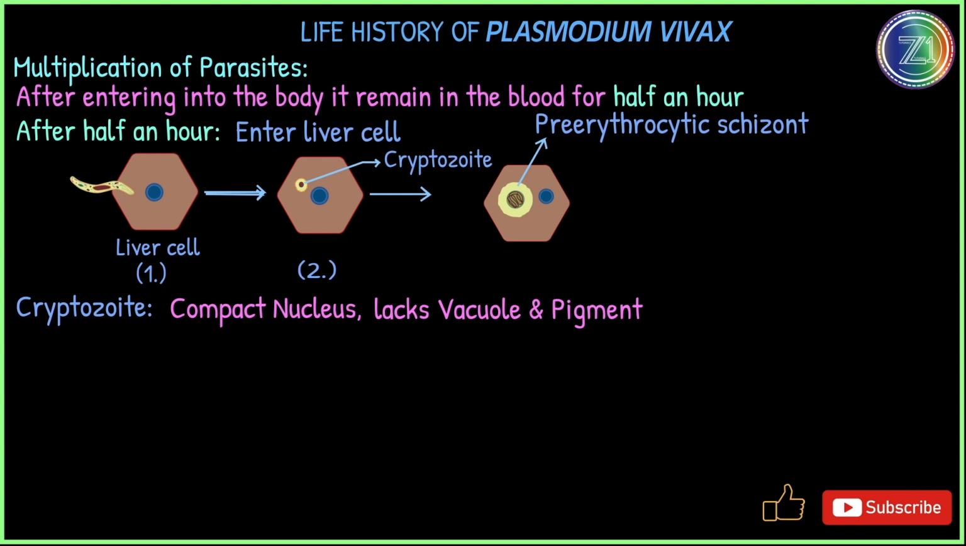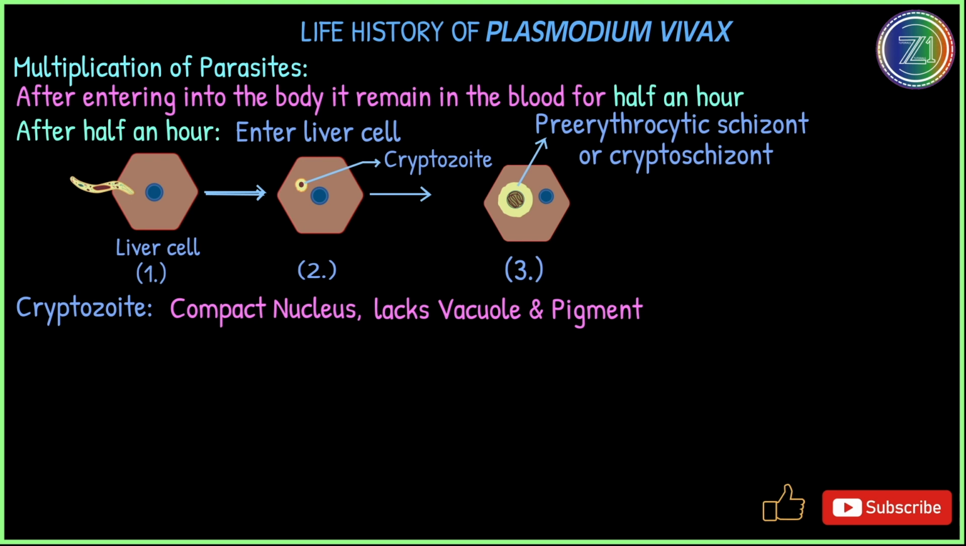Now this particular stage we call the preerythrocytic schizont, or we also call it the cryptoschizont. That is up to you what you want to remember. So how is the cryptoschizont formed? It is formed when the cryptozoite feeds on the cytoplasm and goes into this rounded structure. So this is the third stage, right?